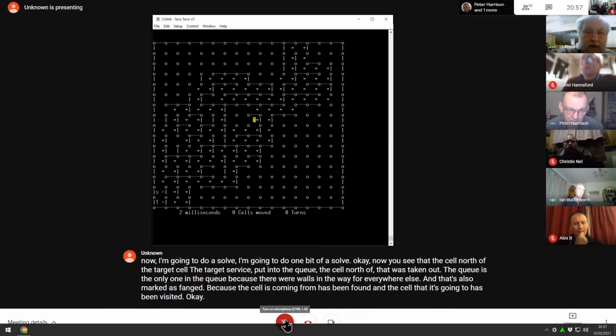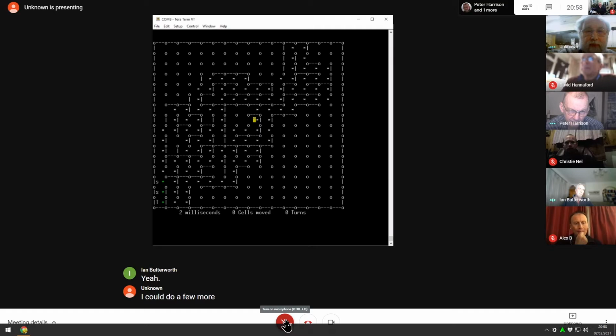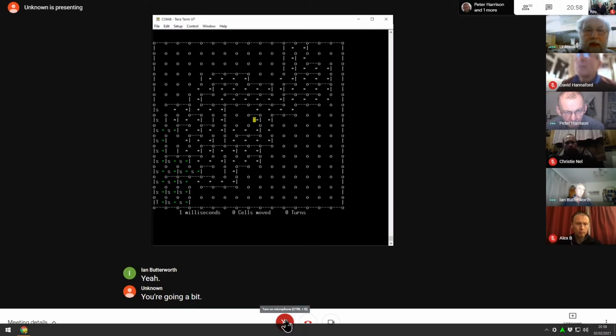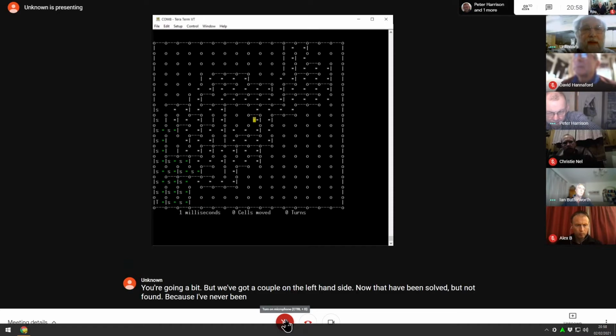Okay? So I can do that a few more times. Now you see here I took 2 things out of the queue because there were 2 spaces with no wall in the way. Right, and you see those found cells propagating through. Keep going a bit. Right, we've got a couple on the left-hand side now that have been solved but not found because they've never been visited. So I don't know what a shortest route is back from those cells.